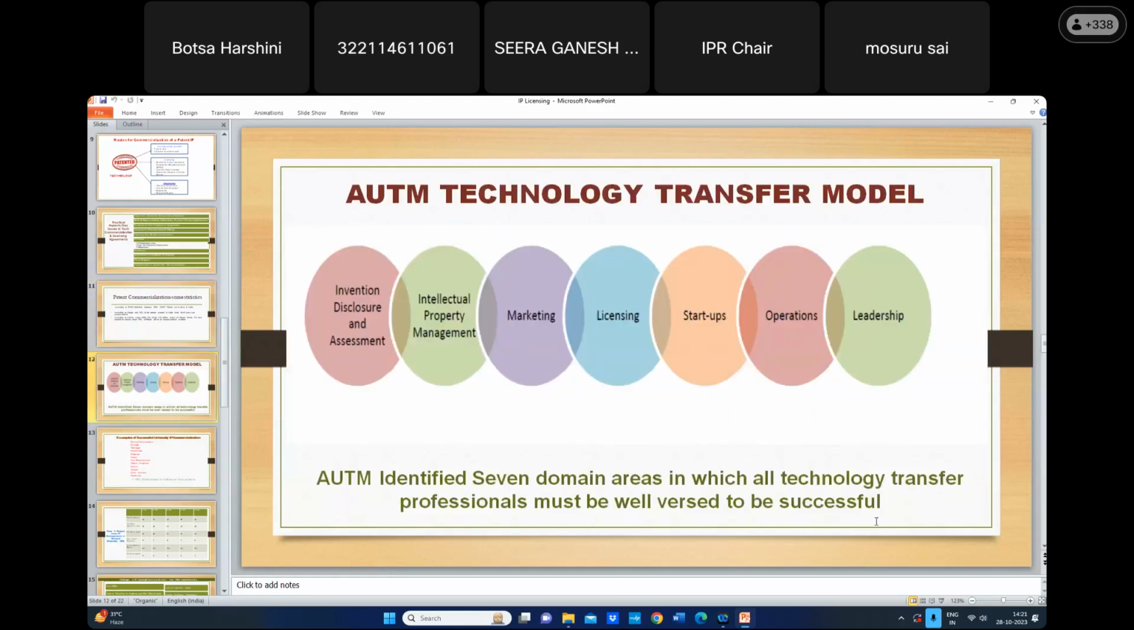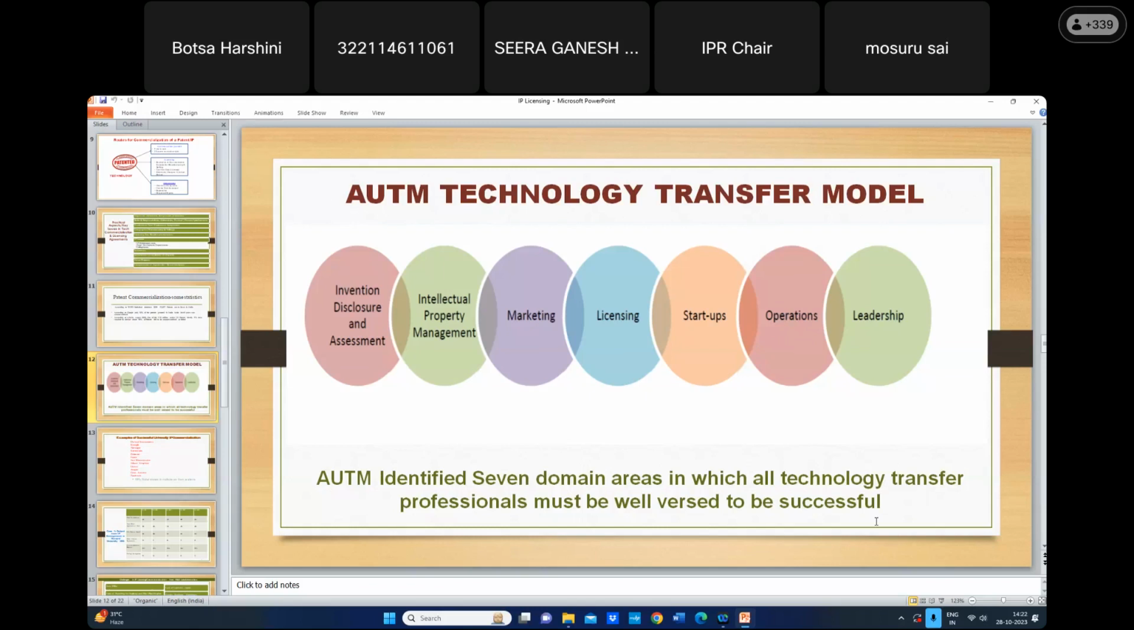So this is another important model. The AUTM, the Association of University Technology Managers, proposed this 7-component model, wherein all the components of taking an idea to market have been captured. The first and foremost step in the entire process is invention disclosure and assessment. That is what we also talked about.